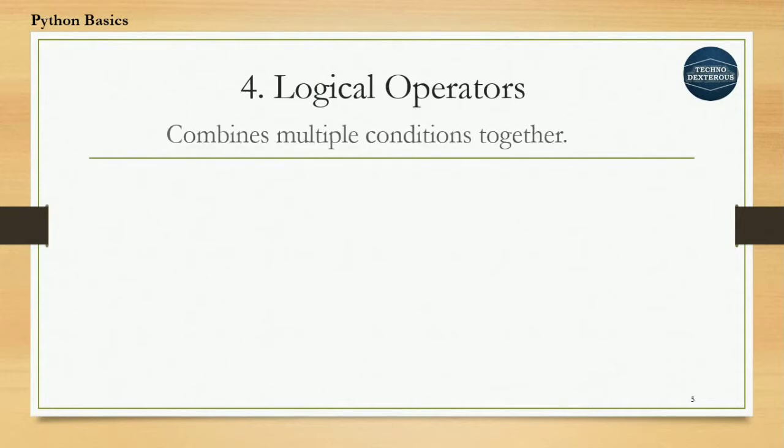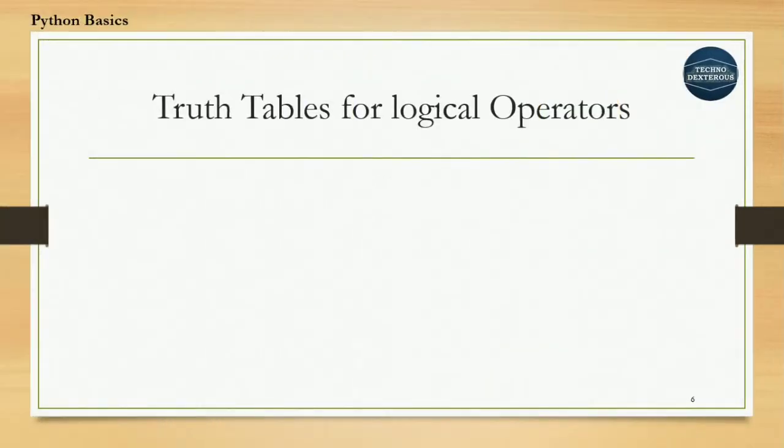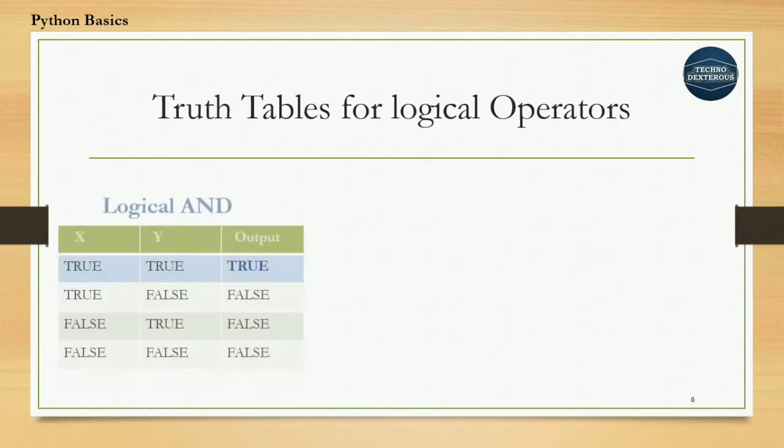Logical operators are used for combining or binding multiple comparison conditions together. Examples of logical operators are logical and, logical or, logical not. The symbol for each operator is just its name itself. Truth table for logical operators. You must have gone through the mathematical logic chapter in your high school. In that chapter, the truth table has a special importance while studying logical operations. We must understand the truth table for logical operations.